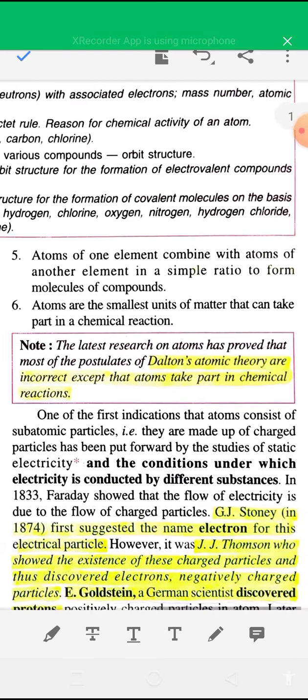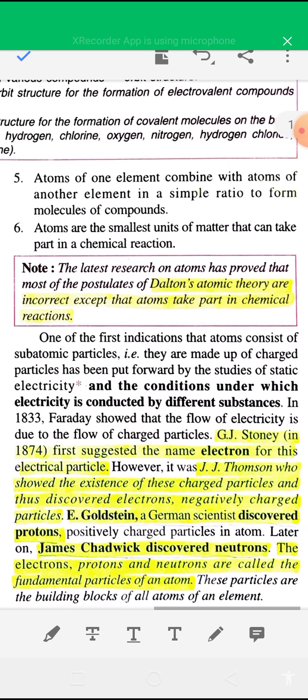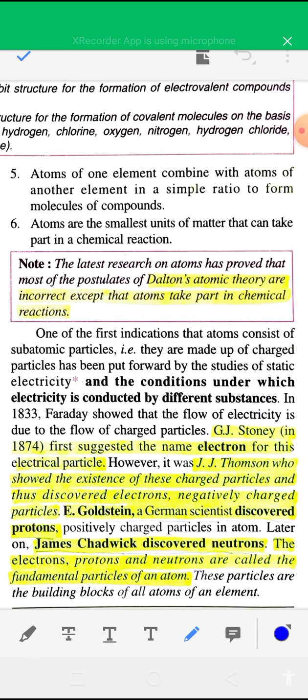Next point of Dalton atomic theory: atoms of an element combine with atoms of other elements in a simple ratio to form molecules of compounds. And the last point: atoms are the smallest unit of matter that can take part in a chemical reaction.